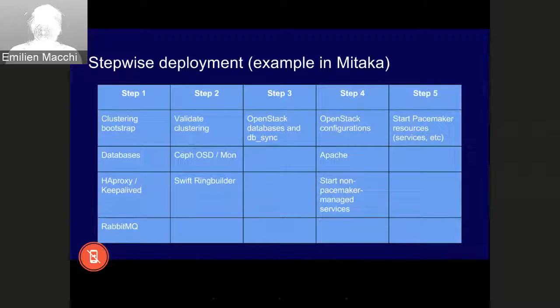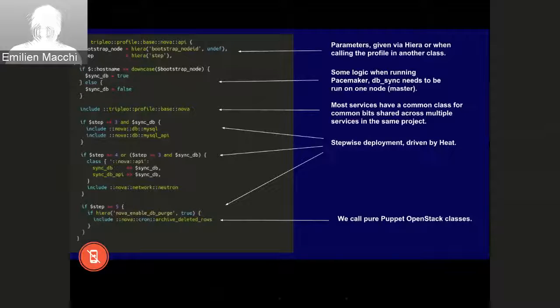We are doing stepwise deployments. So I'm going to show you an example of a Puppet profile. So let's take the example with Nova API. This is an example of code which is in a Puppet TripleO module. You can find it. So if you look from the top, we have some parameters. They are given with Hiera, and also they are given when you call the profile directly from another class. So that's something that people who know Puppet, they know how the parameters work.